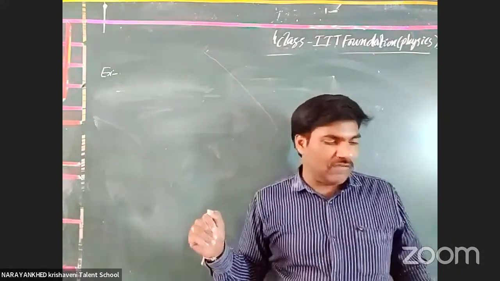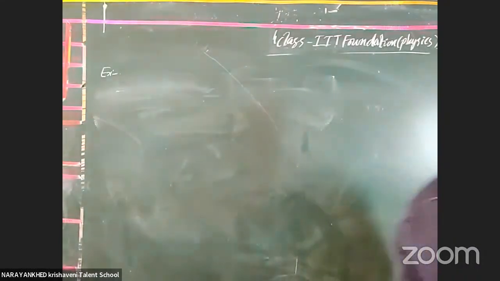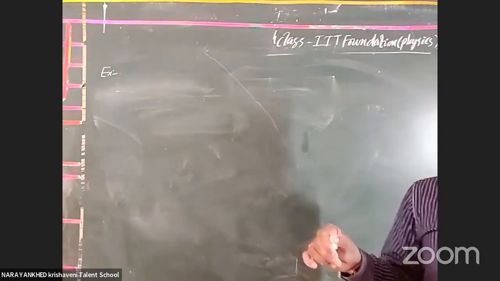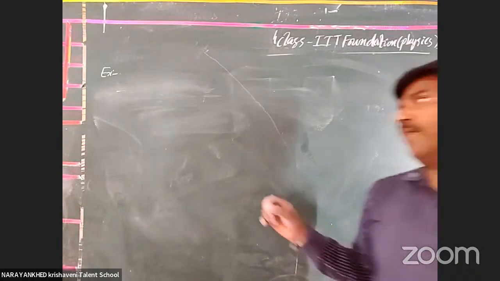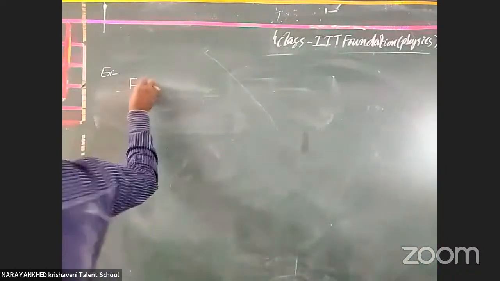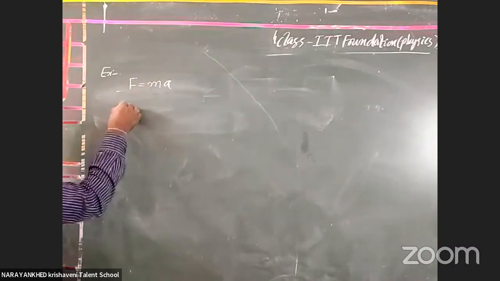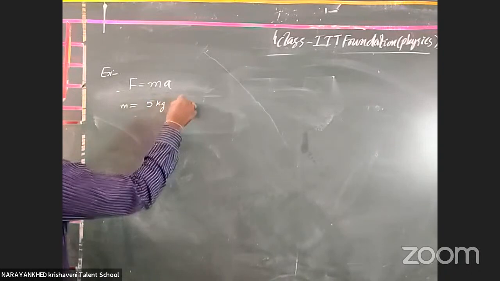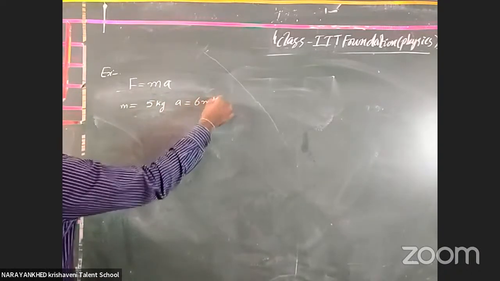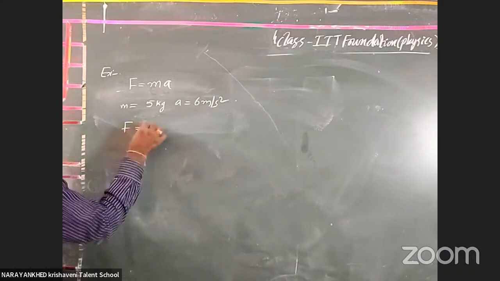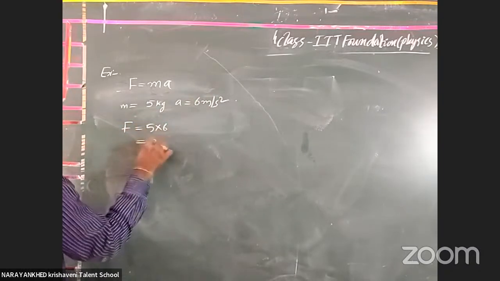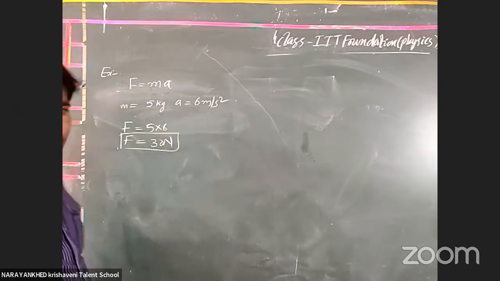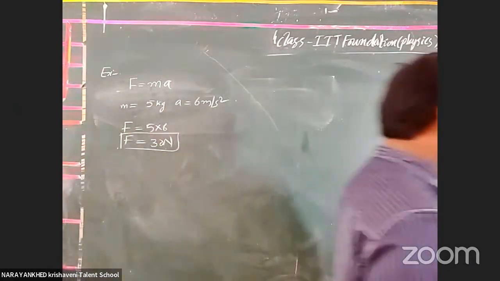Here the example is given: 5 kg is given, and the acceleration is given as 6 meters per second square. Simply, F is equal to what now? F is equal to MA. M is taken as 5 kg. A is taken as 6 meters per second square. Then automatically F becomes 5 into 6, that is 30 newtons. This is on the basis of Newton's second law. Okay, got it or not? Yeah, please note down this.